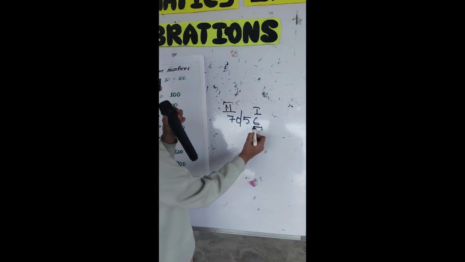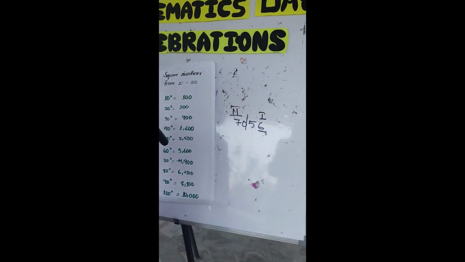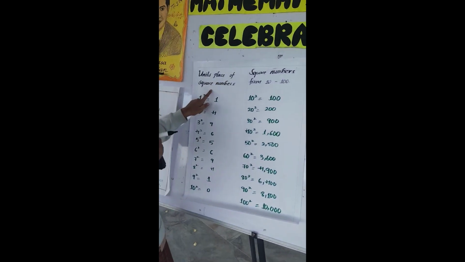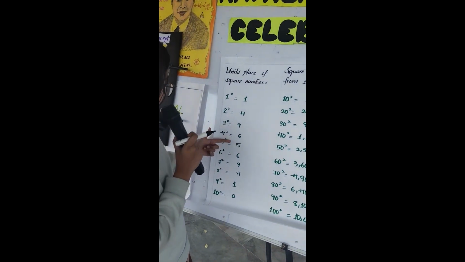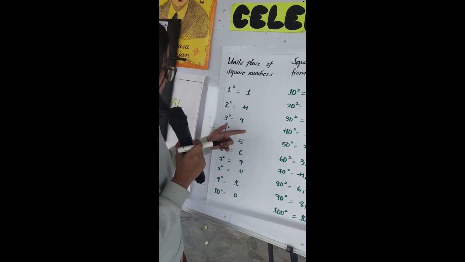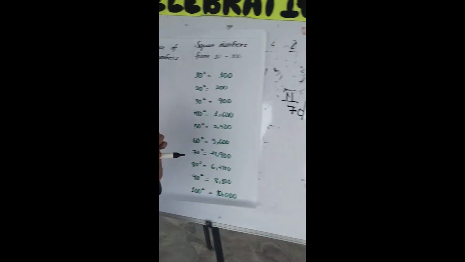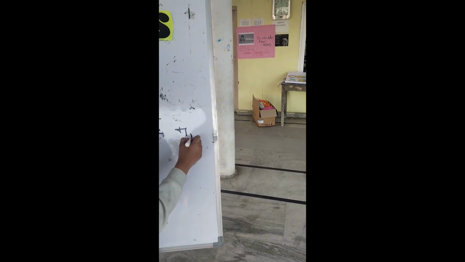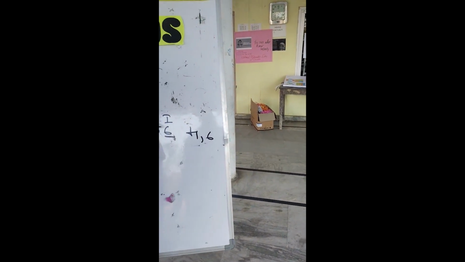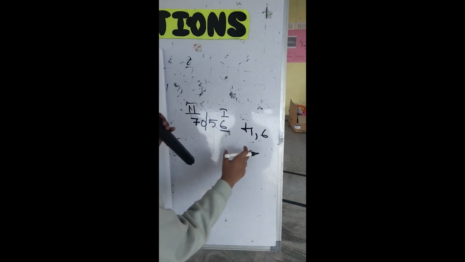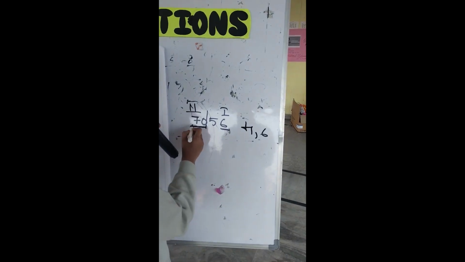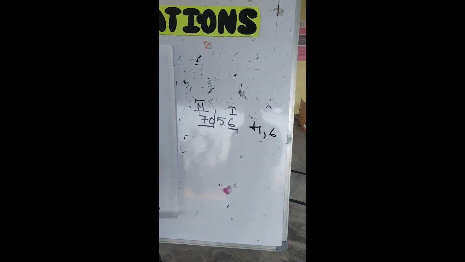Let's take a look at the units place of the first group. It is 6. So now I'll write the units places of some square numbers. Let's find the square numbers which have a units place of 6. That is 4 and 6. So I'm writing 4 and 6 here because the possibilities of the units place of the square root might be 4 and 6.